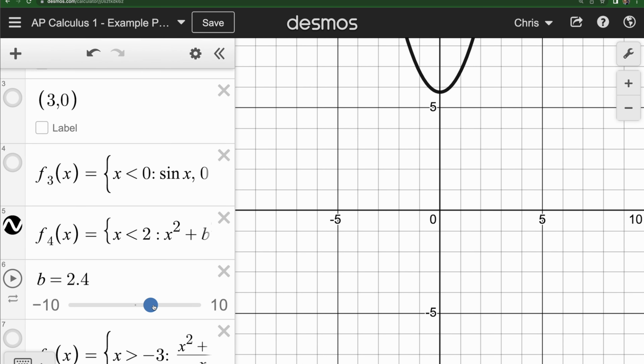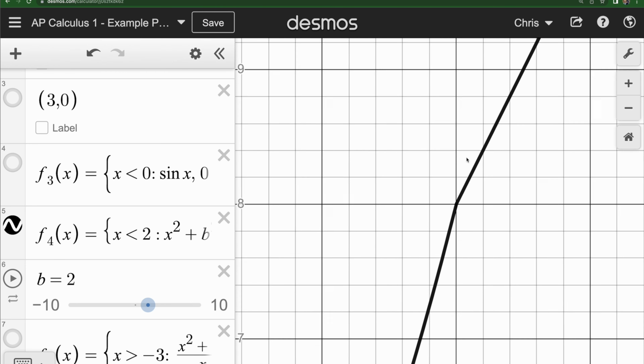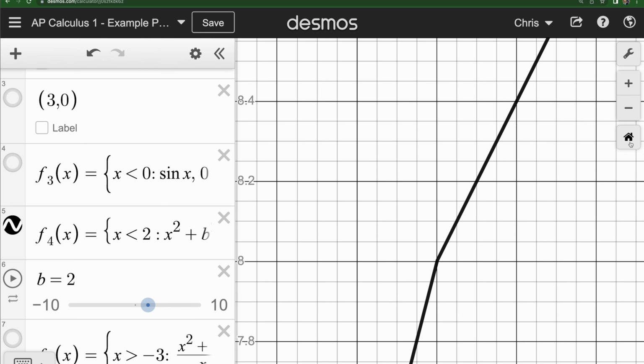So the main moral of the story is b has to be equal to 2 in order for that to work. And then you can see, even if you zoom in, it's exactly equal to it right over it.